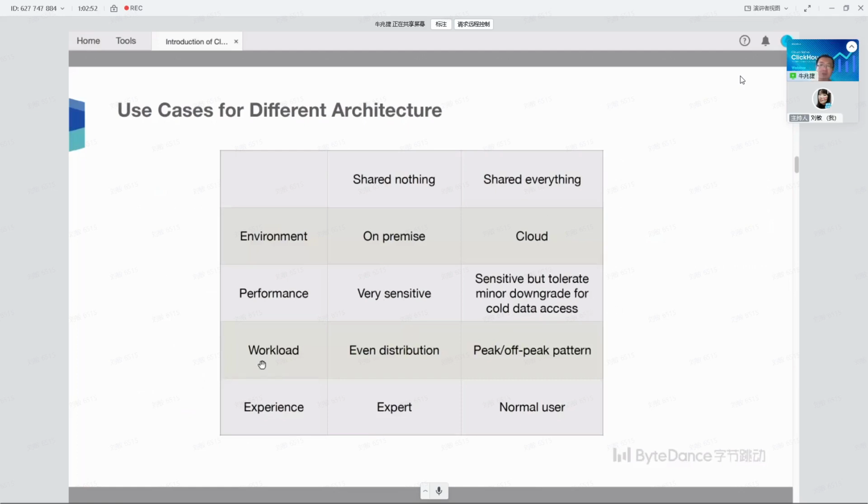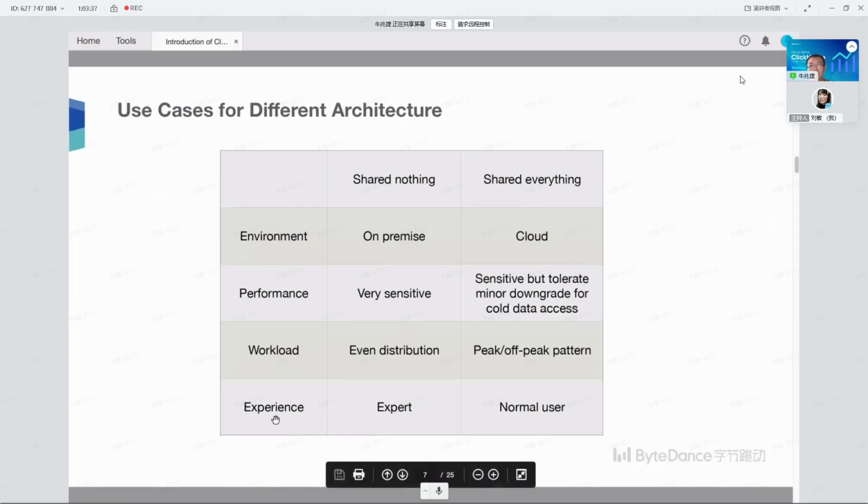The third dimension is the workload. Imagine the workload is evenly distributed, so that at any time you can fully utilize your resources, with no waste. Then you can consider the shared nothing architecture. But if your workload has spikes, like a peak and off-peak pattern, then you should consider the shared storage architecture, because you need to scale up or scale down efficiently to fully utilize your resources and save money.